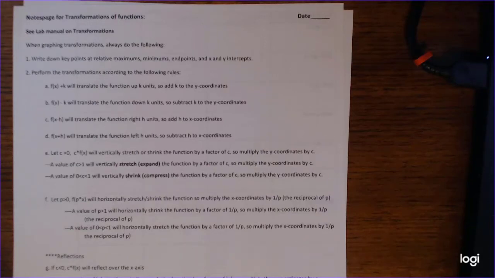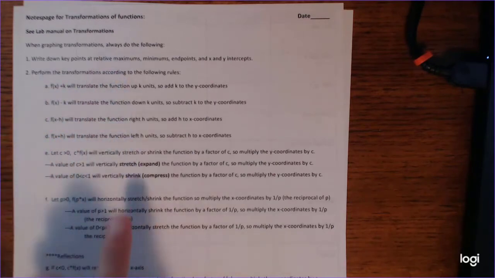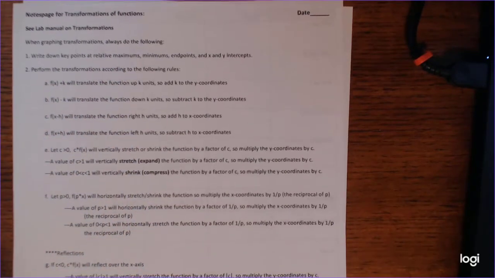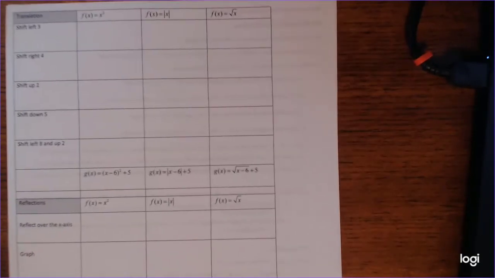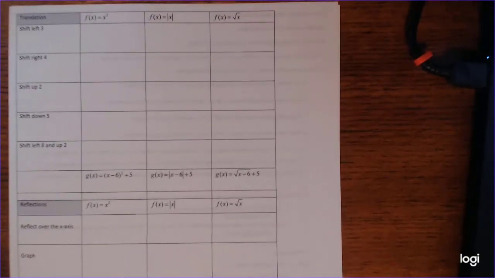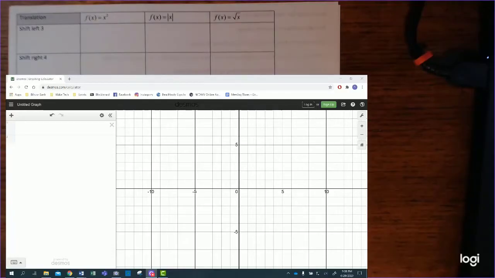This is the notes page for transformations, and all on this front sheet you basically have a review of everything that we're going to go over. So I'm going to start on the back of page 1, and there are 3 types of transformations, and the first type is translations, and these are usually the easiest part.